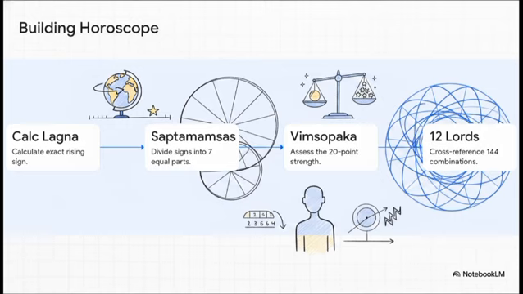Then, the text makes you divide the 30-degree signs into fractional parts, like the septamamsas, which slices a sign into 7 equal chunks. You have to assess the rigid 20-point Vimsopaka strength for every single planet. You cross-reference the lords of the 12 houses across 144 possible combinations. There are even mathematical formulas to deduct years from a predicted lifespan based on the fractional degrees of malefic planets. It's like a giant puzzle.